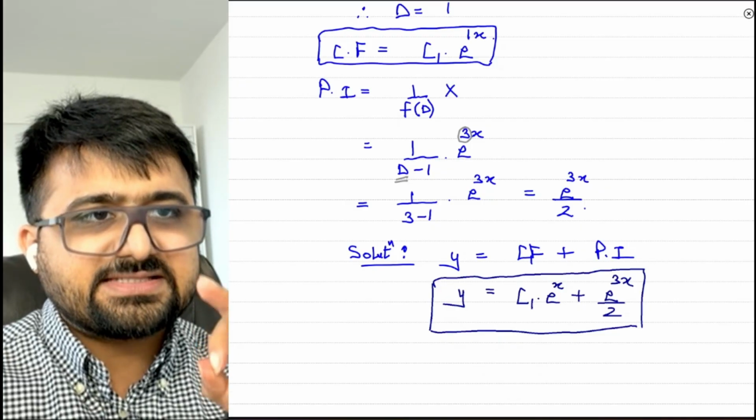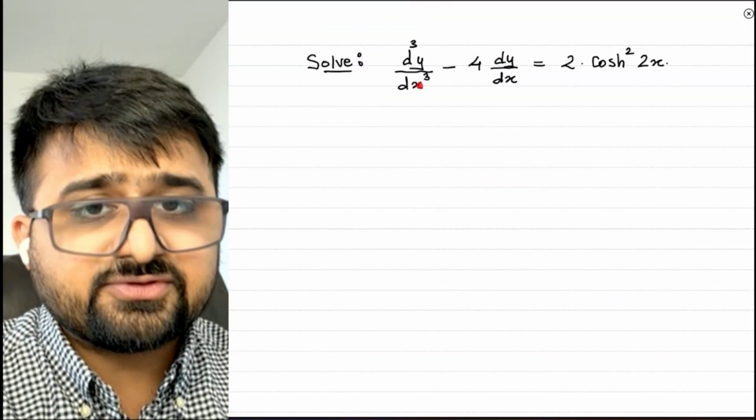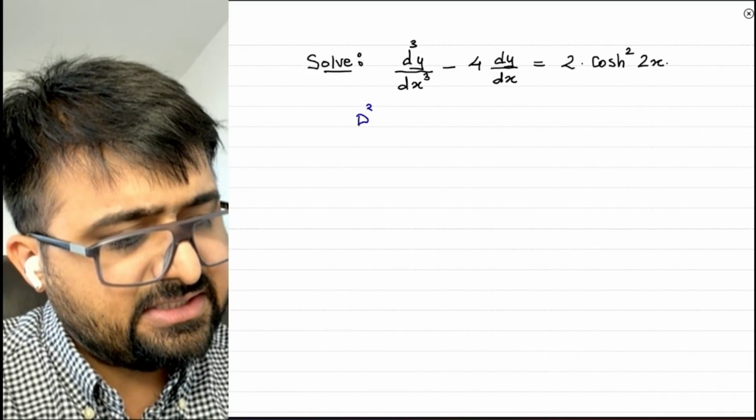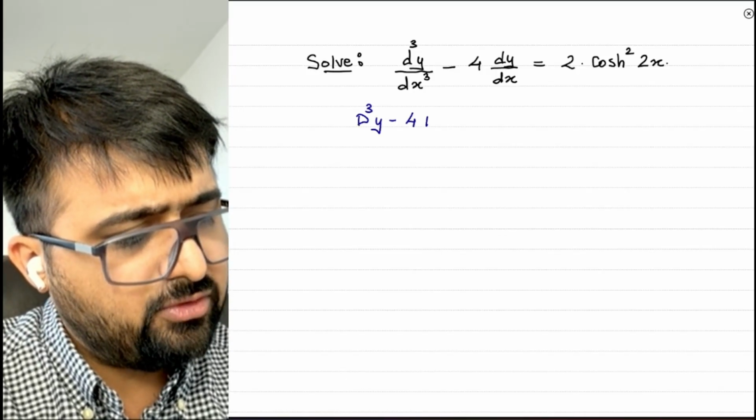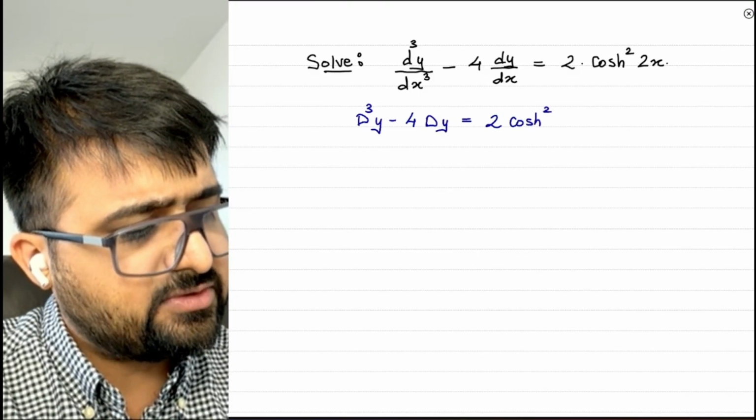I hope that makes sense. All right, now let's solve this important example. Let's first convert it in terms of operator D. So we can write this as D cube y minus 4Dy is equal to 2 cosh square 2x.